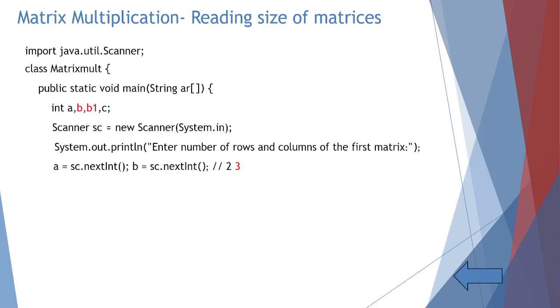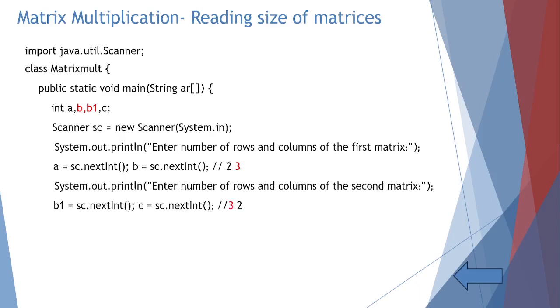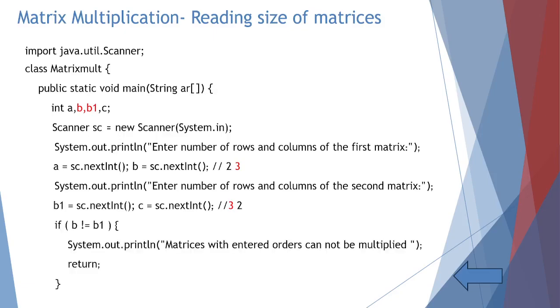A, B are read. Let's suppose 2 by 3. Then enter the number of rows and columns of the second matrix. B1, C are read. If B1 is 3 and B is 3, no problem for us. Otherwise, we'll check first of all: if B is not equal to B1, the matrices with entered orders cannot be multiplied, and we return and stop the program. Otherwise, we'll go ahead and declare 3 matrices with sizes 2 by 3, 3 by 2 and 2 by 2.